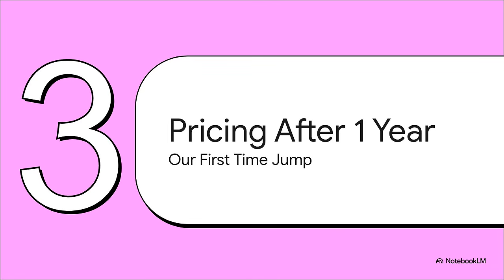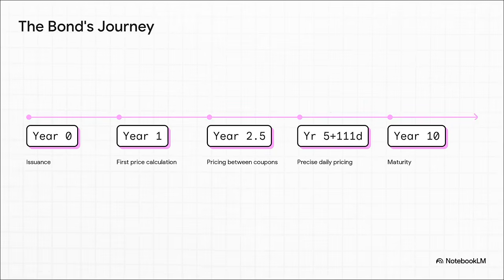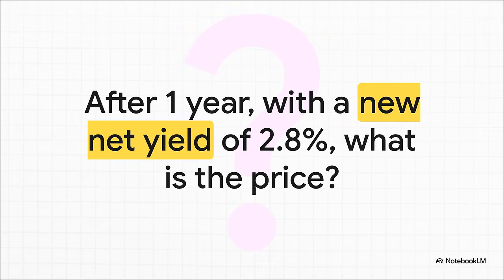Okay, so we've got our net yield from day one, but here's the thing. A bond's price doesn't just sit still. So let's hit the fast forward button, jump ahead 1 year, and figure out its new price based on what the market is doing now. So this is basically our game plan for the rest of this explainer. We've just covered year 0, the starting line. Now we're jumping to year 1. And after that, things get even more interesting. We'll price it at the 2.5-year mark, and then we'll get super precise, down to the day at 5 years and 111 days in.